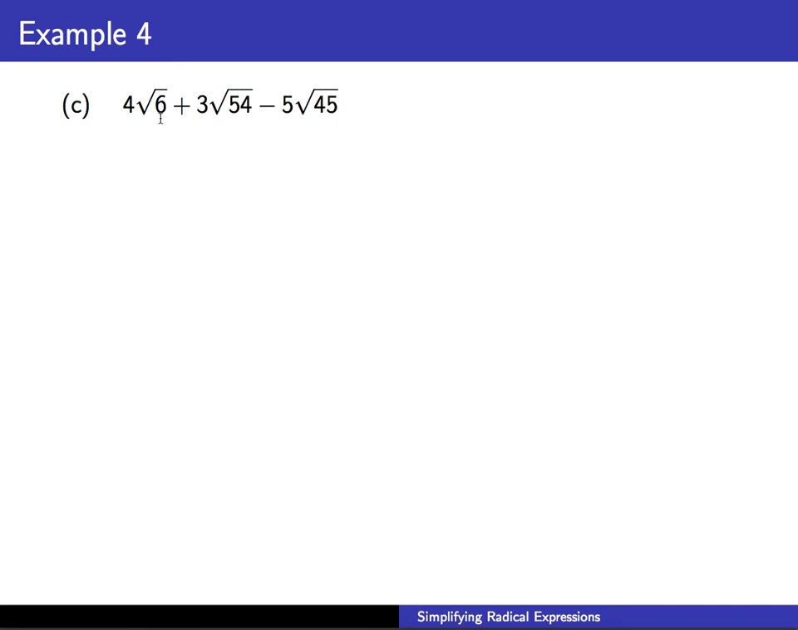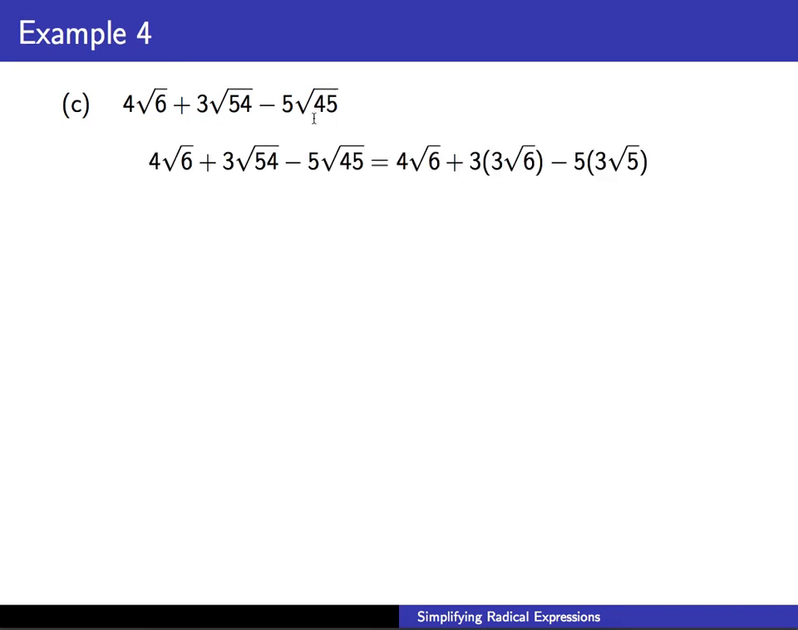Well, square root of 6 we can't really simplify, but the square root of 54 and the square root of 45 we can. So the square root of 54 simplifies as 3 times the square root of 6. So we'll substitute 3 times the square root of 6 in for this square root of 54. And then the square root of 45 is 3 times the square root of 5. So we'll substitute 3 times the square root of 5 in for the square root of 45.